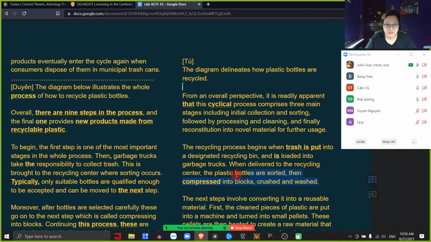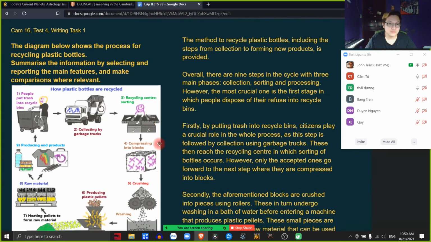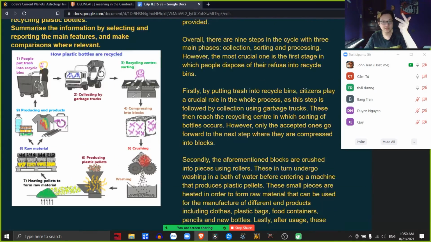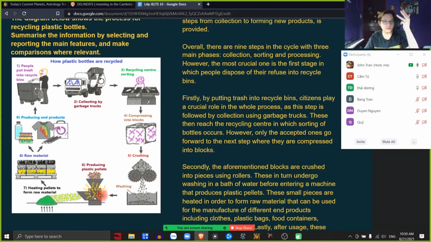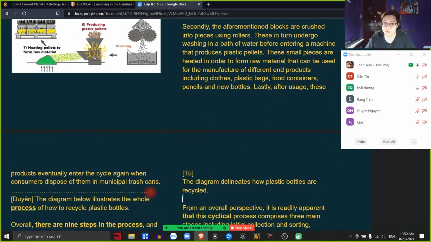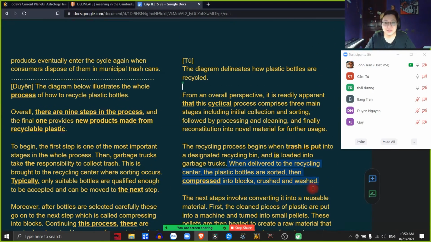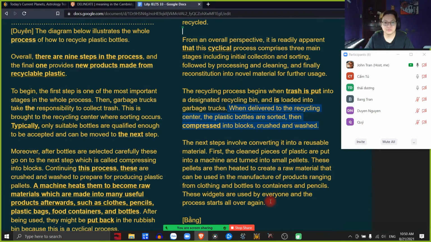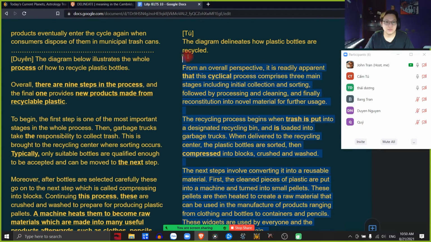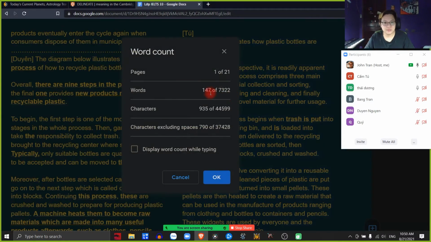Crush and wash. Chà, cái này bao nhiêu bước vậy? Sorted, okay. Sorted, compress, crush, wash. Tổng cộng là đến 3 bước trong một câu. Wow. 3 steps in one sentence. Wow. Well, if you can do that, then it's good. But look at the word count. Nhìn vào cái đếm chữ là 147 không đủ nè. Là sẽ bị trừ điểm. Khá nặng đấy.